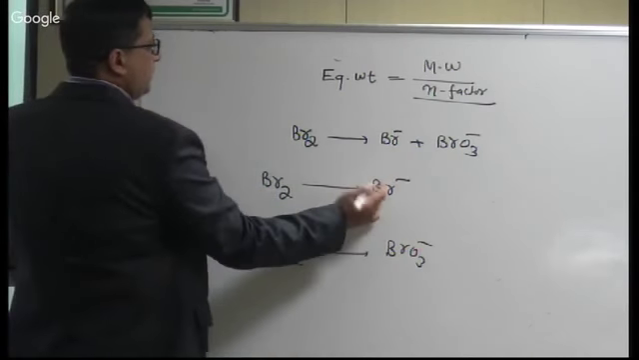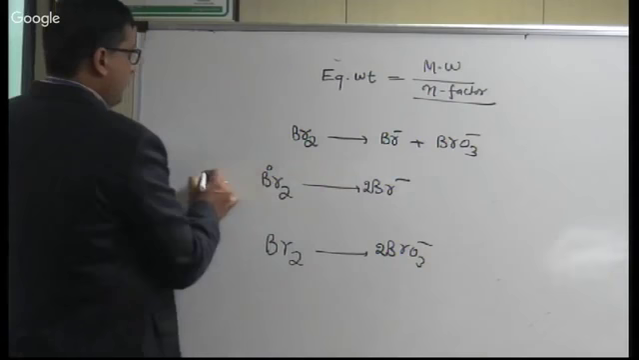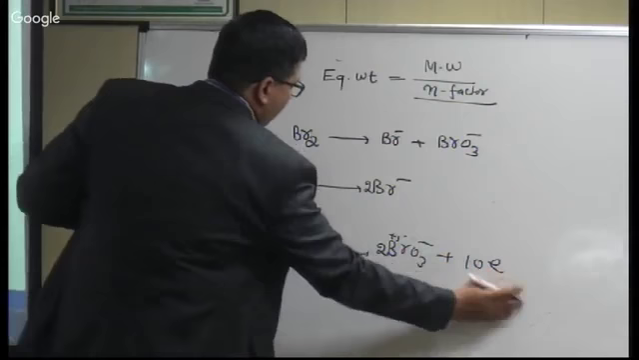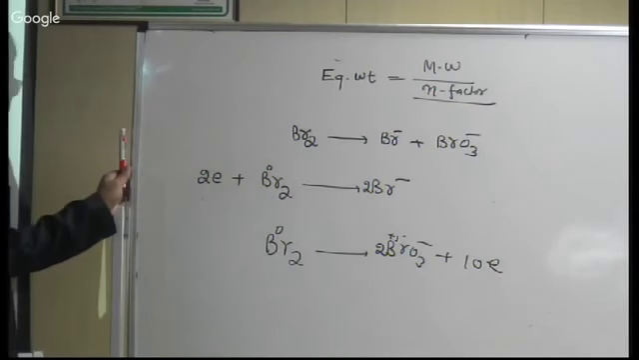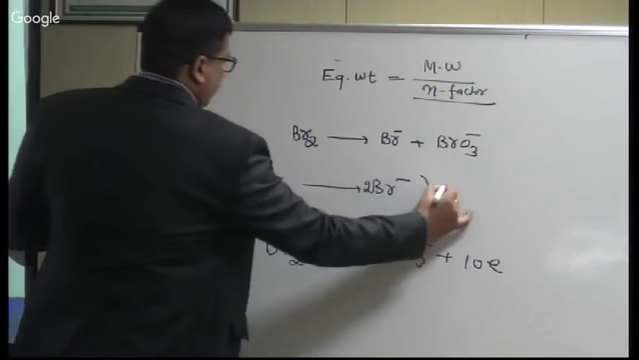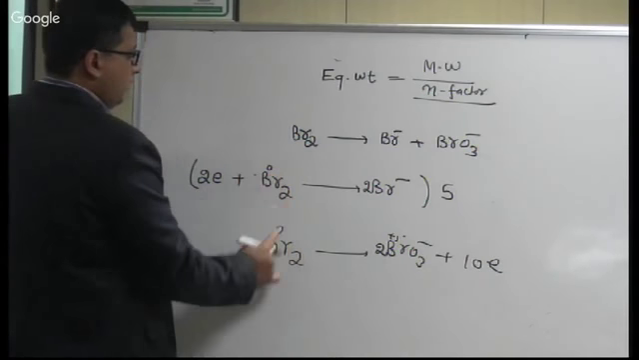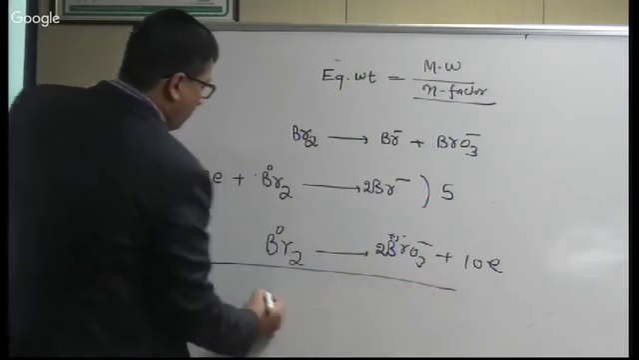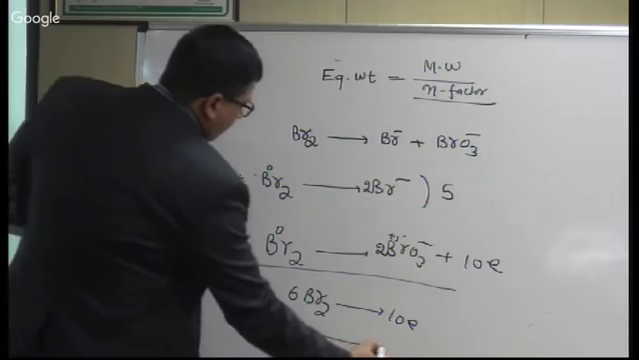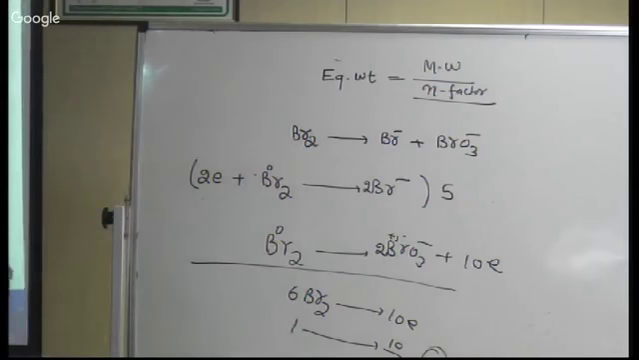There are two bromine. This is 1, 2. Bromine 2. From 0 to minus 1, it accepts 2 electrons. From 0 to plus 5, it gives 10 electrons. Simple. Now you have to balance the electrons. This is the 10 electrons. This is 2. So multiply this with 5. Now this is 5 bromine. This is 1 bromine. So total bromine are, can I say 6 bromine transfers 10 electrons. 1 will transfer 10 by 6. So the n factor of bromine is 5 by 3.